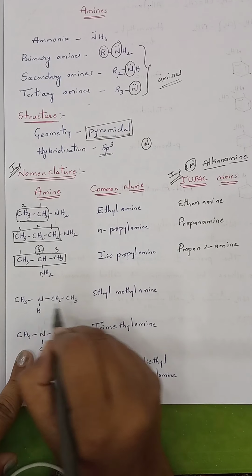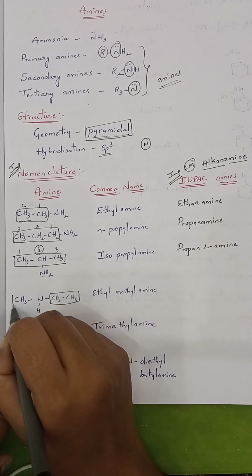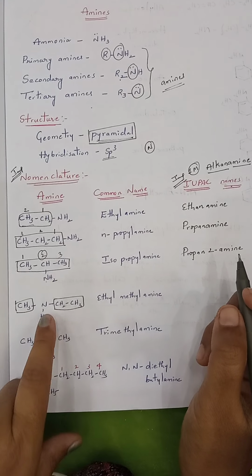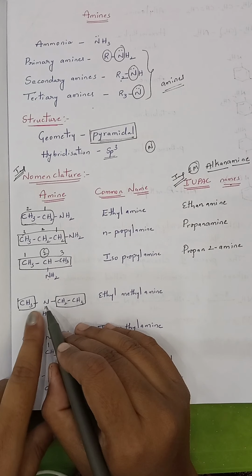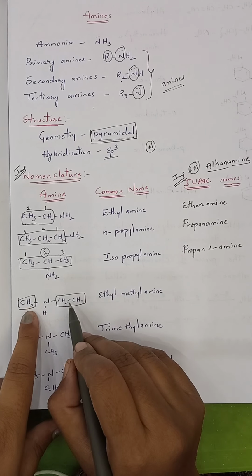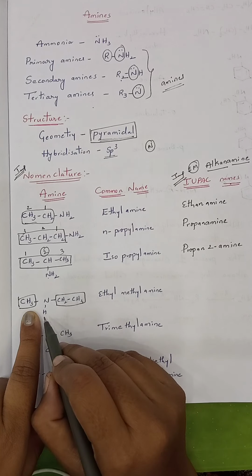Next, this one. See here, there is no continuity of the carbon chain. Here, one carbon chain is present. Here, another alkyl group is present. This is an example of a secondary amine because on nitrogen 2 alkyl groups are present. So we have to consider it as a secondary amine.